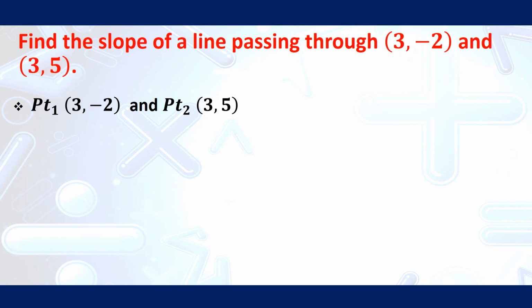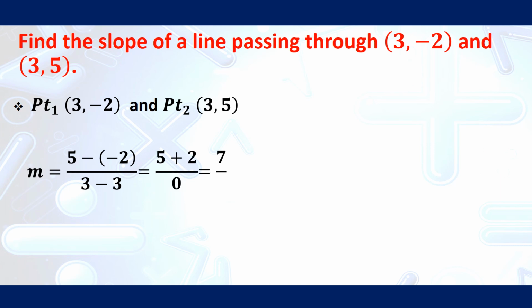Again, we will substitute in the slope formula. Thus, we arrive with m is equal to 5 minus negative 2 all over 3 minus 3, which is equal to 5 plus 2 all over 0, and that is 7 over 0. 7 divided by 0 is always undefined.